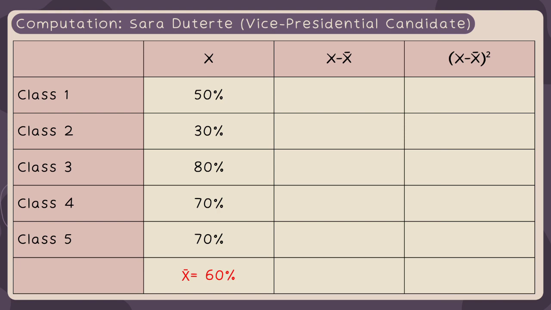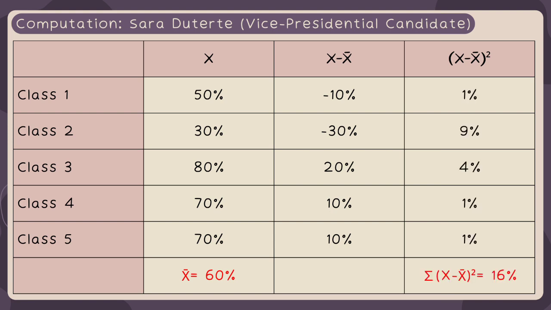presented much quicker. The X column for Sara Duterte is 50%, 30%, 80%, 70%, and 70%. For the second column, we will subtract X and sample mean. So 50 minus 60 is negative 10%, 30 minus 60 is negative 30%, 80 minus 60 is 20%, 70 minus 60 is 10%, and 70 minus 60 is also 10%.